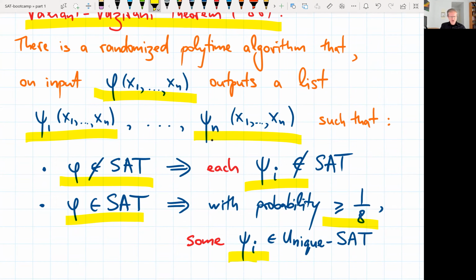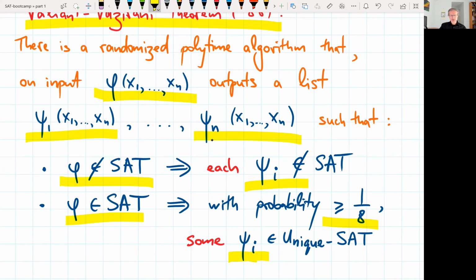So it's not hard to see that if I have such a randomized polynomial time algorithm, and I do have it, it transforms formulas to lists of formulas. Then if you give me an algorithm for solving unique SAT, using this transformation and that algorithm for unique SAT, I can also solve SAT. How? Give me an instance of SAT. I will perform my reduction given by this procedure.